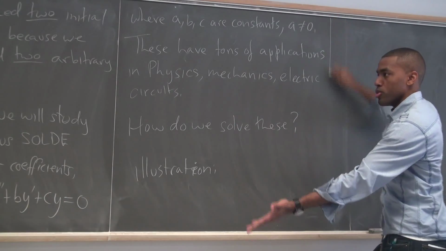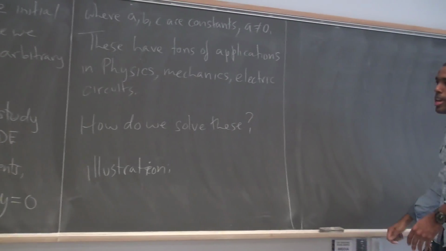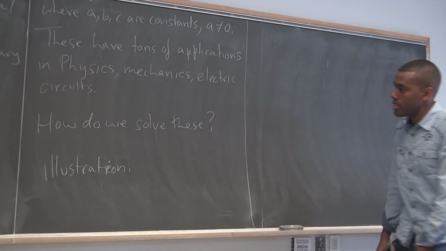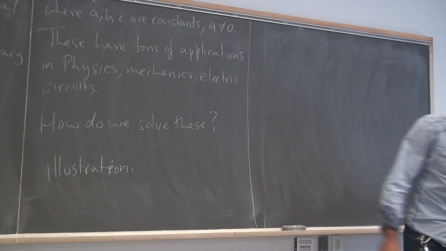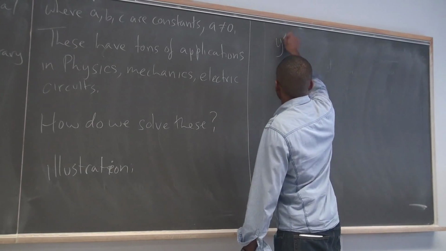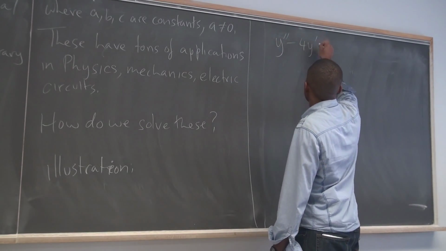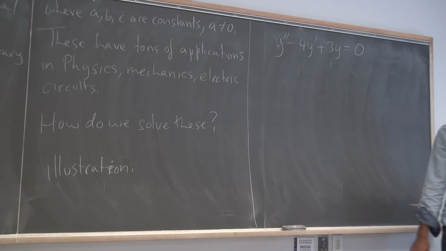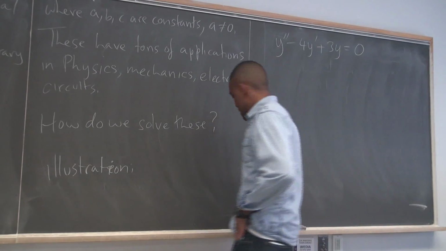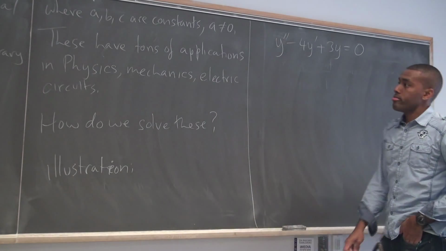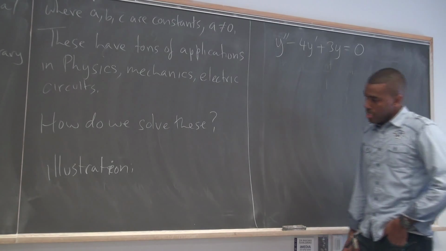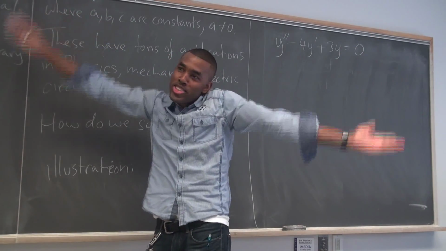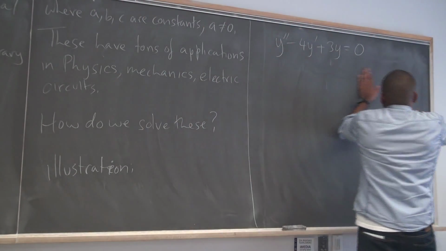So I just gave you some general rules about how these behave, what it means to be a solution, and how solutions behave with linear combinations and arbitrary constants. Let's actually do one. Let's say I gave you that differential equation. How would you solve that? You make a guess, right? We guess that y looks like e to the rt.